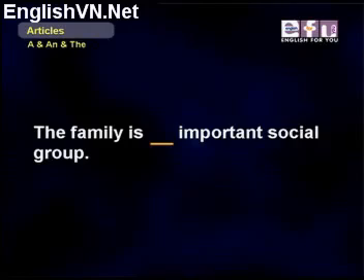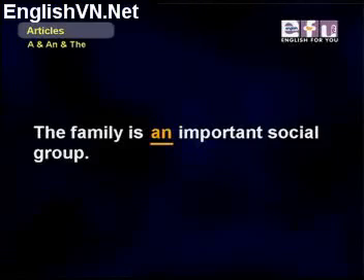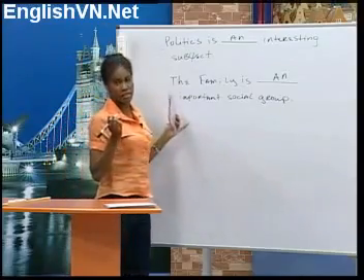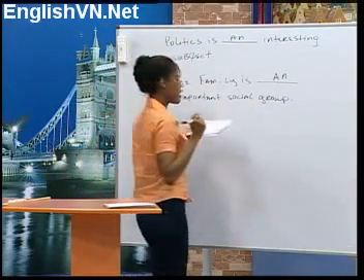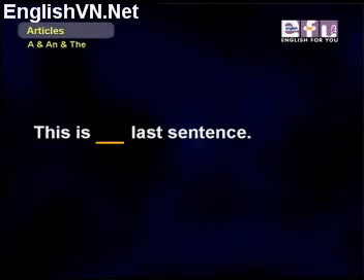The family is an important social group. Alberto. The family is an important social group. Correct. The family is an important social group. Again, not the only important one, but one important social group. So we use an.